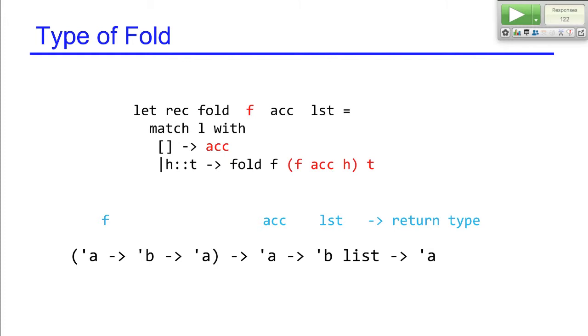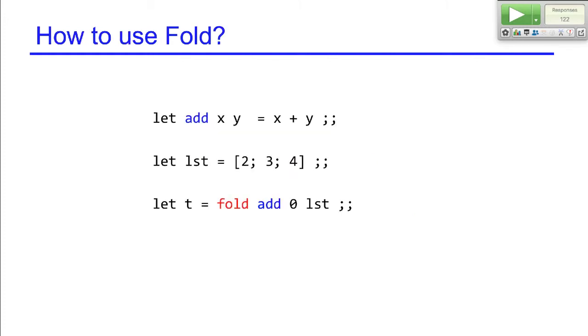So if you put it all together, that is this. It takes A, B to A. My accumulator is tick A type. The list is a tick B list. Eventually, I'll combine them all together and return the same type as the accumulator. That is tick A. I know all of you understood this 100%, so I should continue. How do we use fold? Now let's look at some examples.